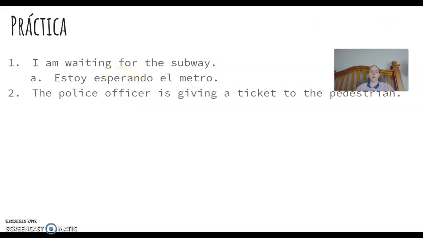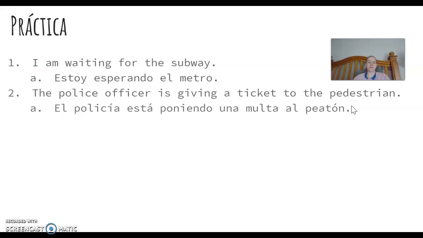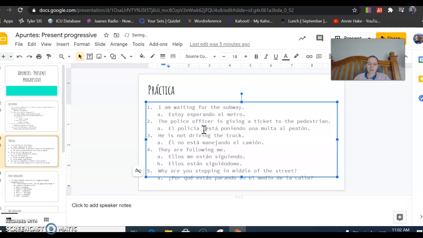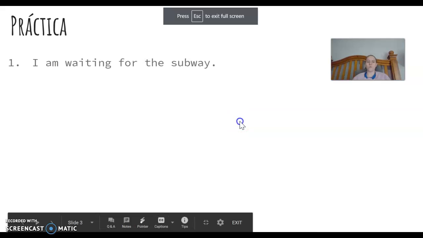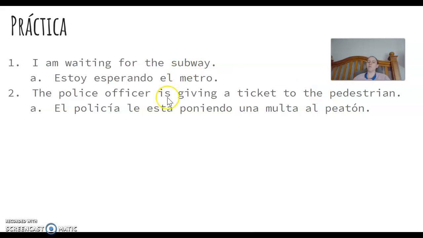All right, number 2. The police officer is giving a ticket to the pedestrian. El policía, and there should be a le in there. Let me fix that real quick. El policía le está poniendo una multa al peatón. Since we ask to whom he is giving it, we have to have that indirect object pronoun there. You could also say está poniéndole una multa, and if you did that, you'd have to put an accent mark on that E.